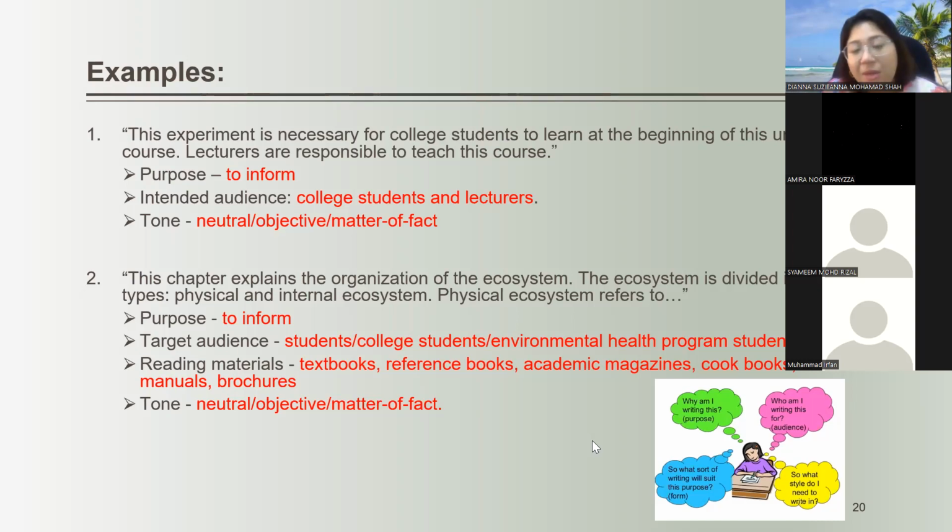Okay, and then reading materials from the ideas given, you can assume the reading materials are textbook ke, reference book ke, ataupun academic magazine, cookbooks, manual or brochures. So we don't think that this particular chapter would come out in a cookbook, correct? Unless the topic is going to be nasi goreng kampung, then definitely the reading material is going to be cookbooks. Okay, and the tone is going to be neutral, objective, matter of fact, because the purpose is to inform.